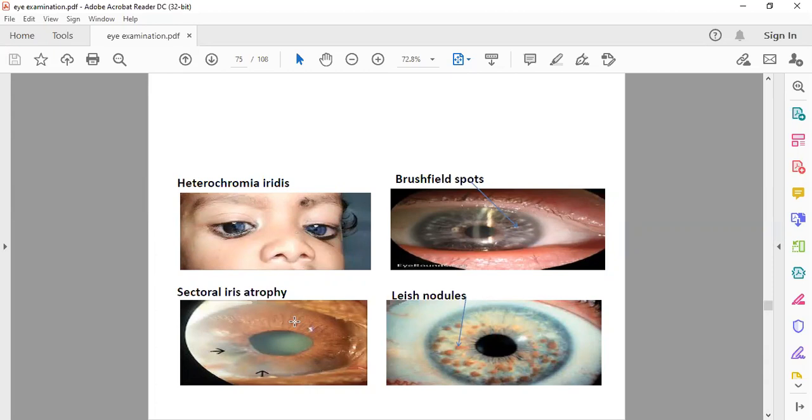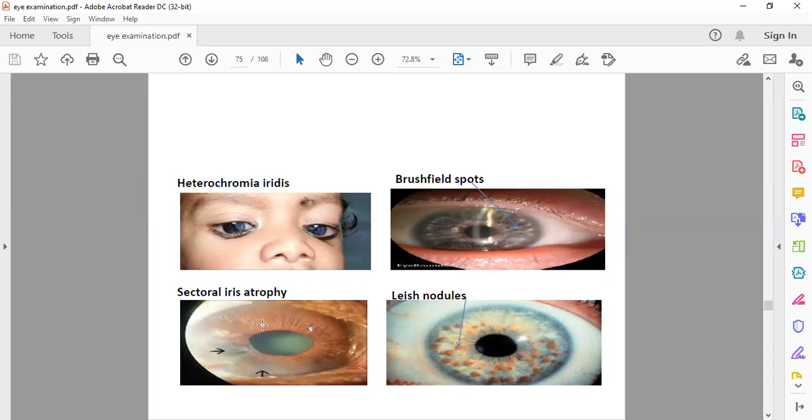Suppose we are in dark condition, then the pupil will dilate and it will allow more light to pass through the eyes. And if we are in bright condition, then the pupil will constrict and the amount of light that passes through to the retina will be less. So this is the function of iris.